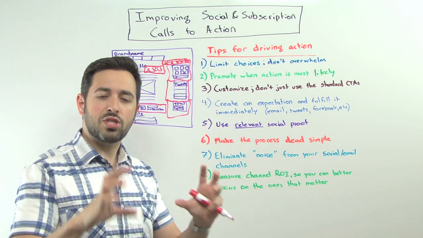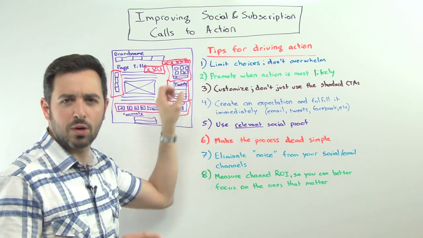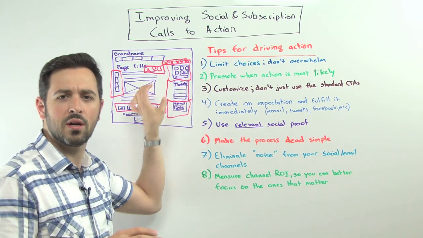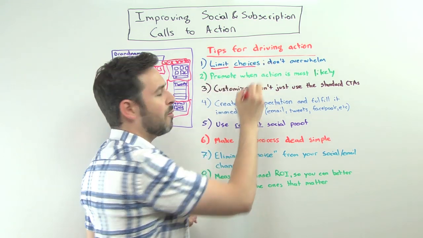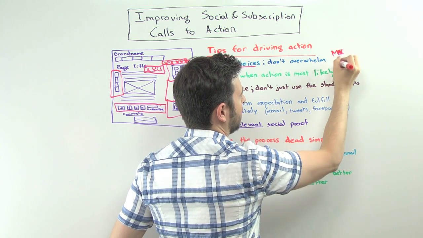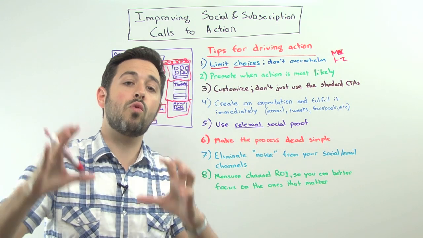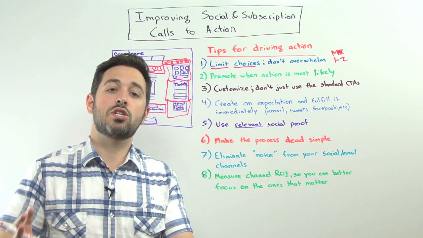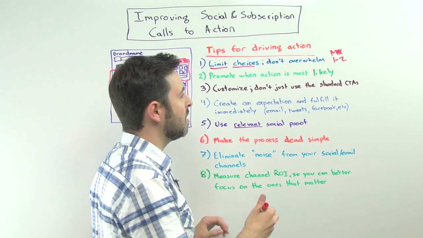But in terms of calls to action, things where you're actually trying to get this subscription, where you're saying, hey, here's our Twitter box, follow us on Twitter, subscribe to our email. In terms of those calls to action, limit those choices. I would highly recommend max, M-A-X, 1 to 2. Really, seriously, you should only be trying to drive 1 or 2 social email actions on a single page, and that should probably be relatively consistent.